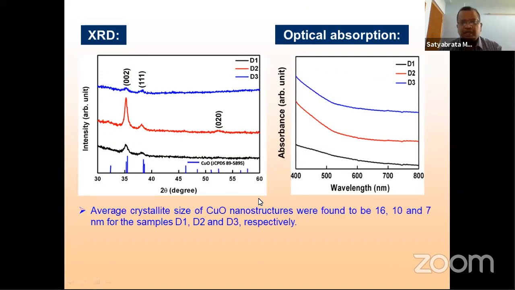XRD clearly shows that it's a monoclinic copper oxide, and the optical absorption shows that D3 has the highest absorbance, so that it can efficiently utilize radiation in this region. And the average crystallite size varies from 16 to 7 nanometer as we increase the substrate temperature from 40 to 300 degrees centigrade.